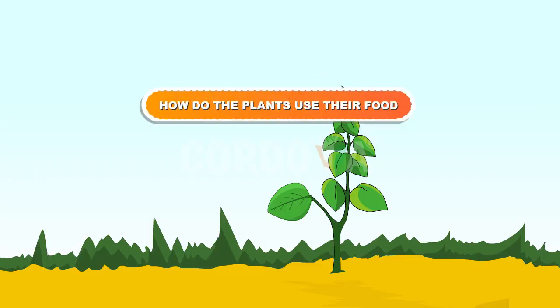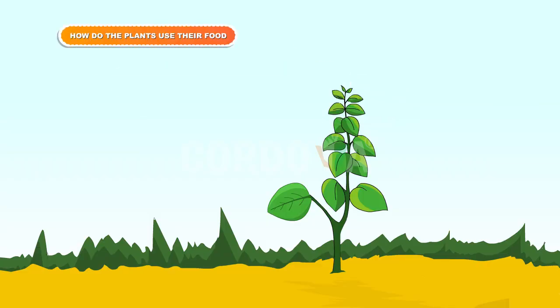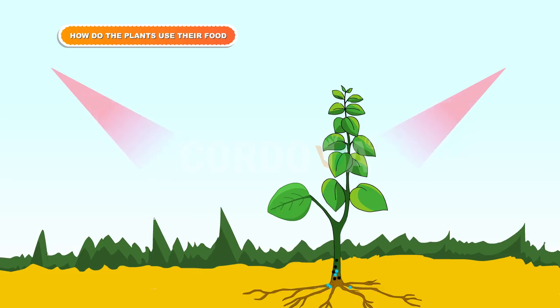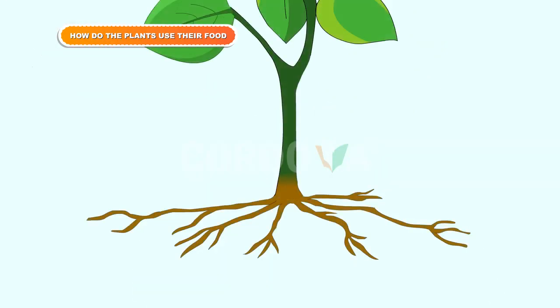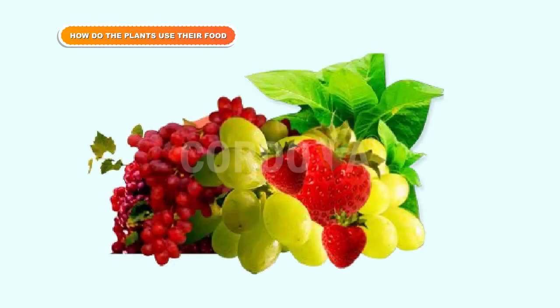How do the plants use their food? Plants use their prepared food or glucose in the following ways. They burn it to produce energy. They use it for their growth and repairing damaged cells and tissues. They store extra food, extra glucose, in the form of starch in their different parts like leaves, roots, fruits, stems, or flowers. We eat those parts where food is stored.